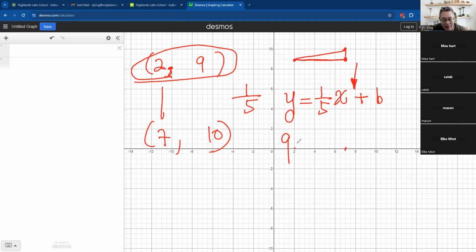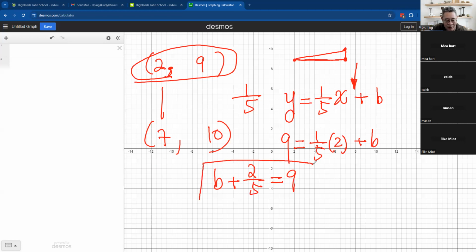So that means 9 equals 1/5 times 2 plus b. So we can rewrite this as b plus 2/5 equals 9. So what kind of equation is this? This is a linear equation we did early on, which means that we have an unknown, which is our b. We just need to figure out what our unknown is. So subtract 2/5 on both sides.